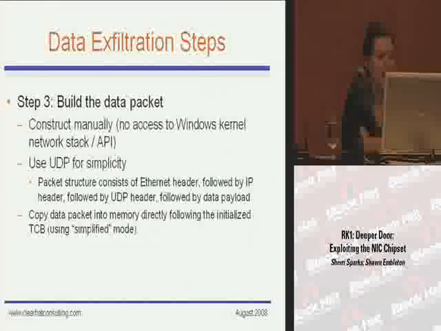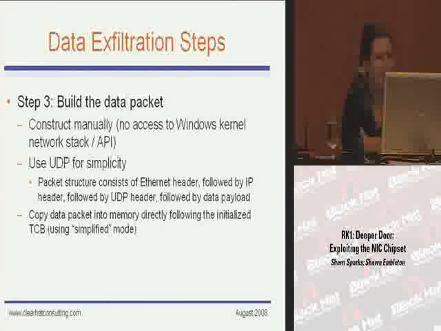So the next step is to build the data packet. We have to build our packets manually because we don't have any access to the Windows kernel network stack or API. So for simplicity, we chose to use UDP. So our packet structure consists of an Ethernet header, followed by an IP header, followed by a UDP header, followed by our data payload. So we initialize our packet and we copy our data packet into memory directly following the TCB that we initialized in the previous step.